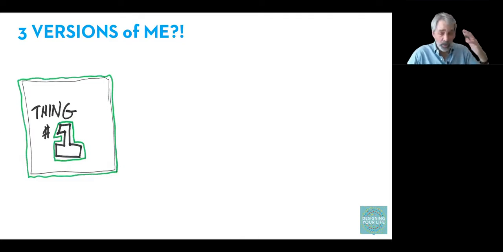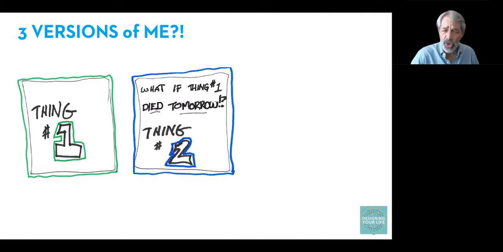Thing 1, usually they know what they're doing, the current version of life that they're in. Let's just assume that goes really well. Again, we're ideating, we're not doing a project plan. This is free form thinking. And thing 2 would be, what if thing 1 died tomorrow? What if you suddenly found out you can't do anymore what you used to be doing?